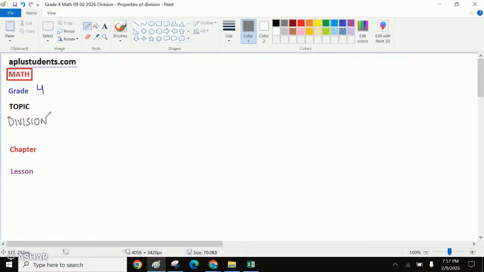I'll give you the chapter number and the lesson number. The chapter number is 11 and the lesson number is 3. And the name of the lesson is Properties of Division.